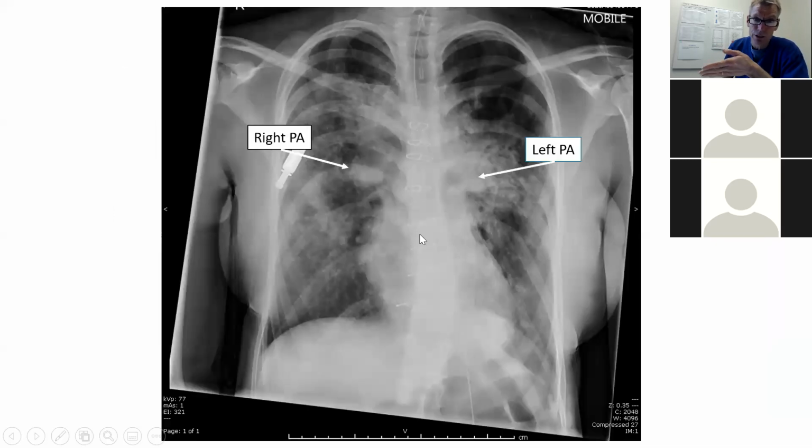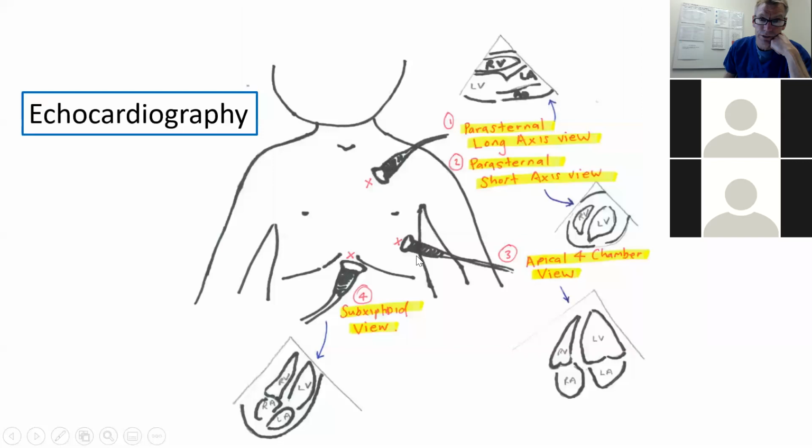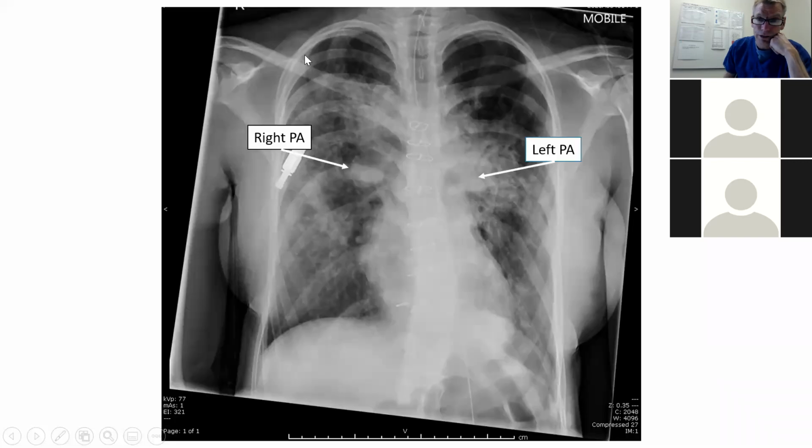I'll just show you another child. This is also a child who's got severe chronic lung disease, and you can see the pulmonary arteries are very large here. And that's the radiographic manifestation of pulmonary hypertension. Okay, look, I think we might actually stop. Oh no, I'll just show you one more thing, and that is what the echo looks like.